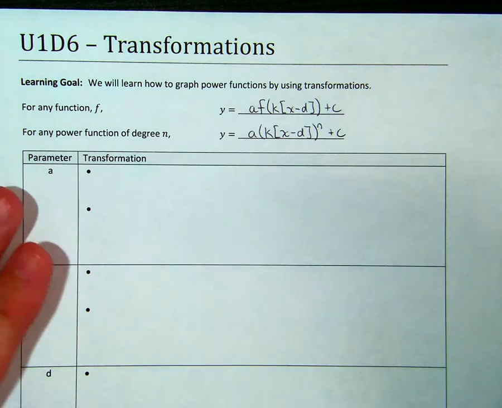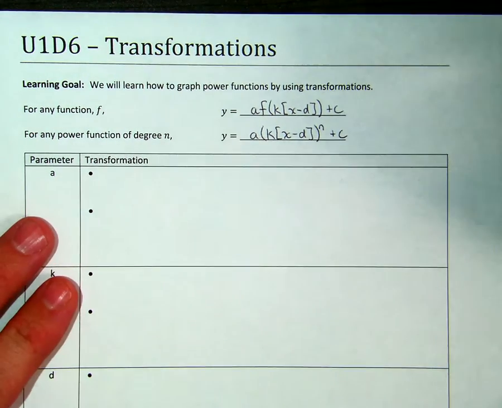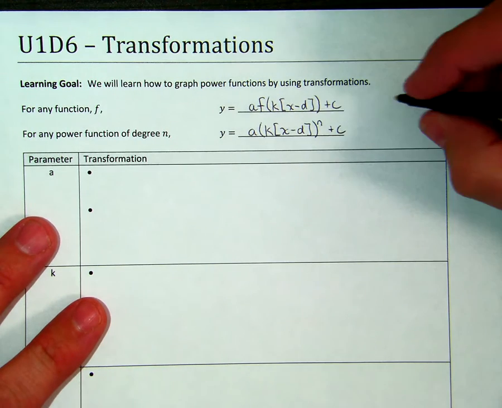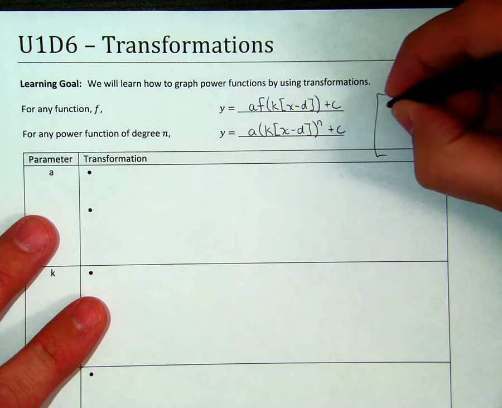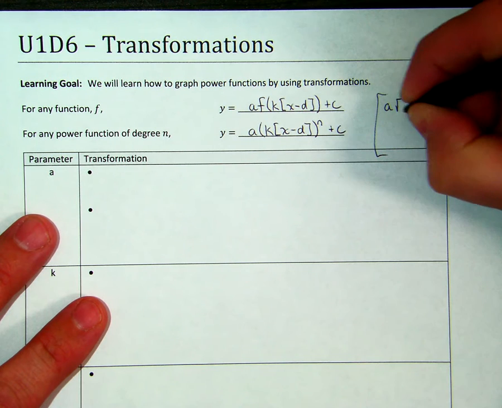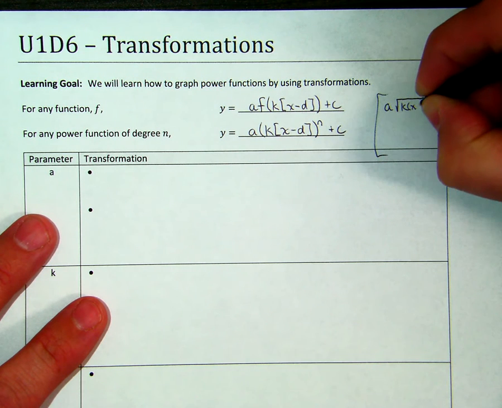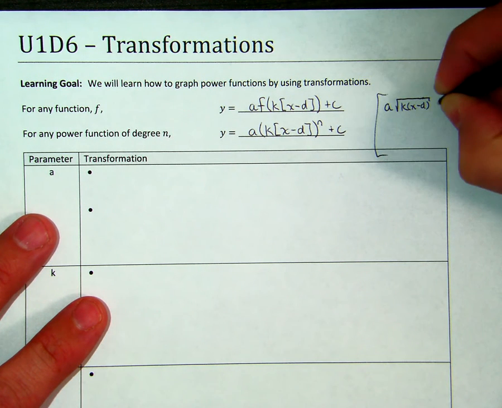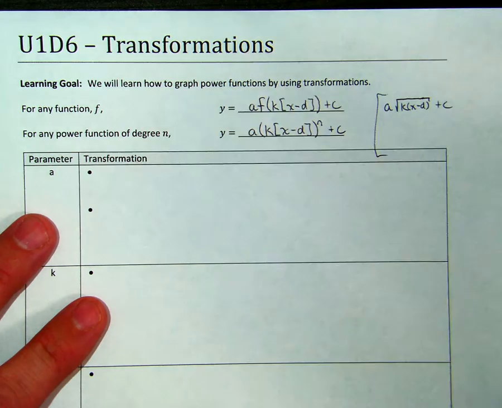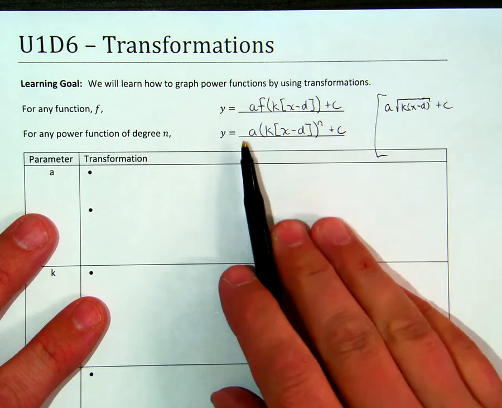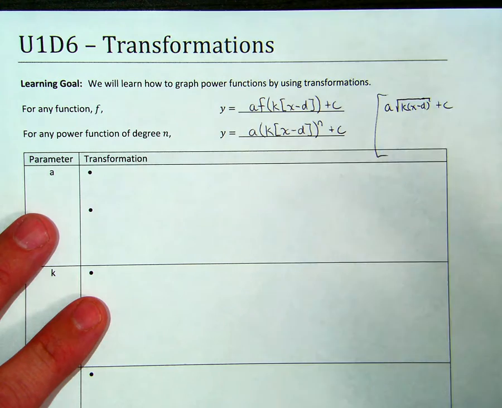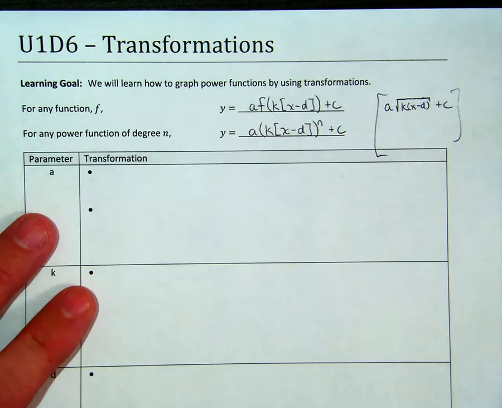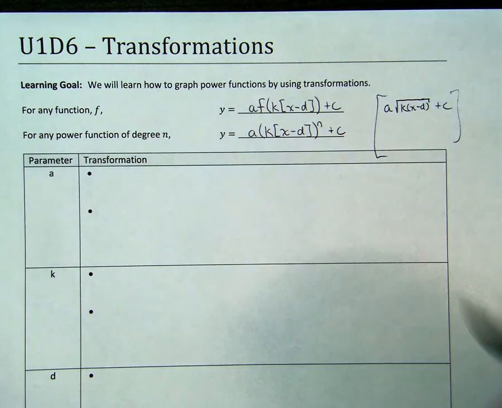Okay, and we're not doing this right now, but this is an aside. If you had a square root of x function, it would be a times the square root of k bracket x minus d, and then close the function, plus c. So a and c are outside the function, k and d are inside the function. Okay, that's an aside, you don't need to know that. But just to link it back to other functions.